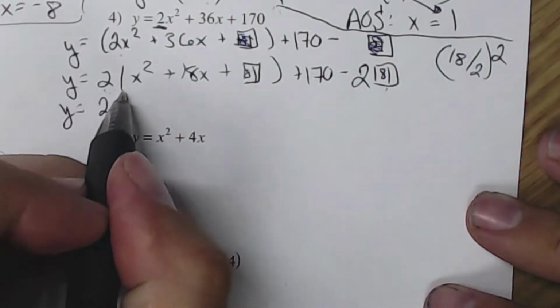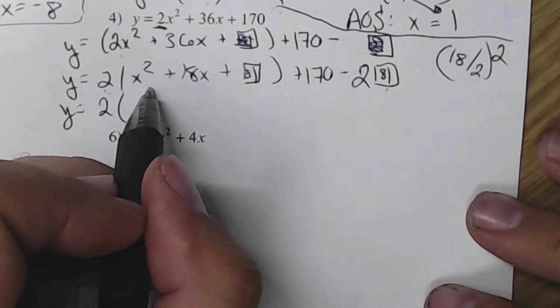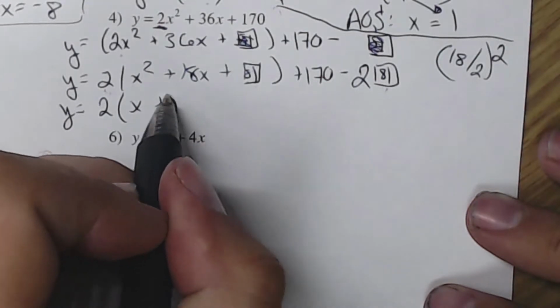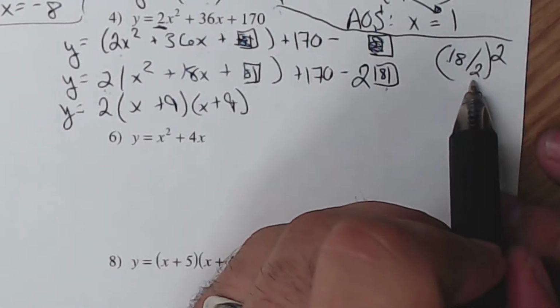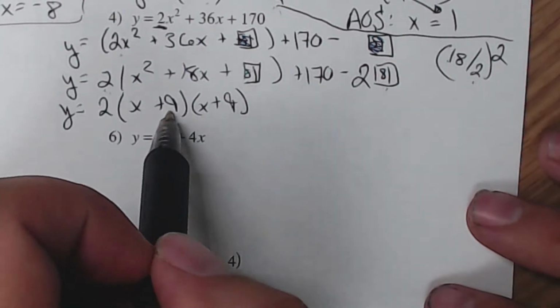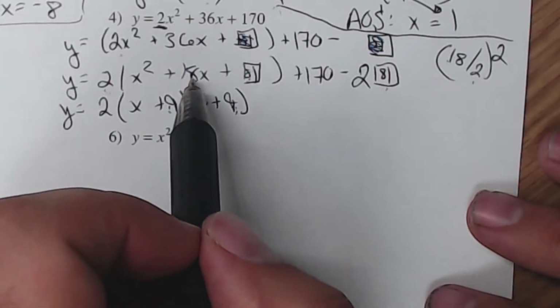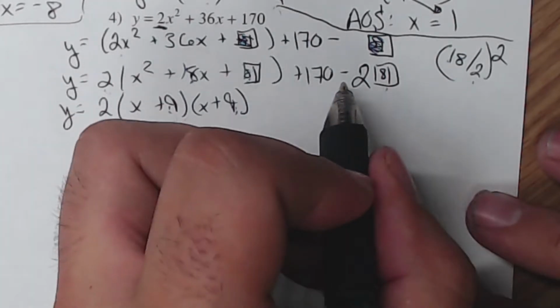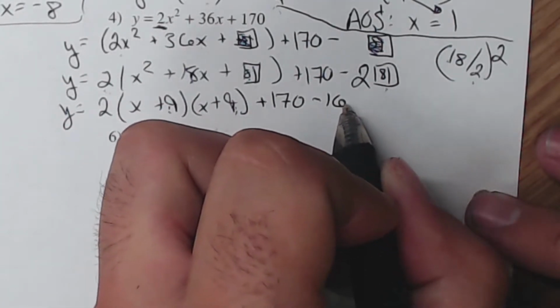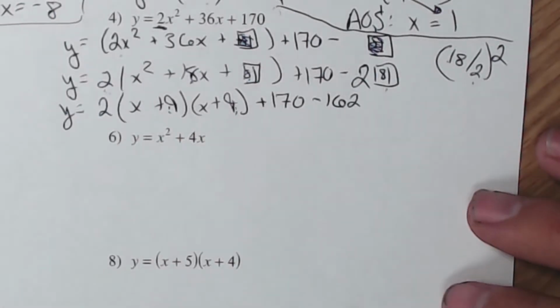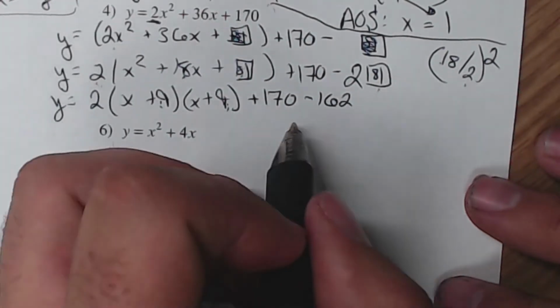Y equals 2. Factor my parentheses. I know it's going to be x plus 9 because 18 divided by 2 is 9. And if you double check, 9 times 9 is 81. A 9 plus 9 is 18. Now it's a plus 170 minus 162. Yeah. Let's clean that up a bit.